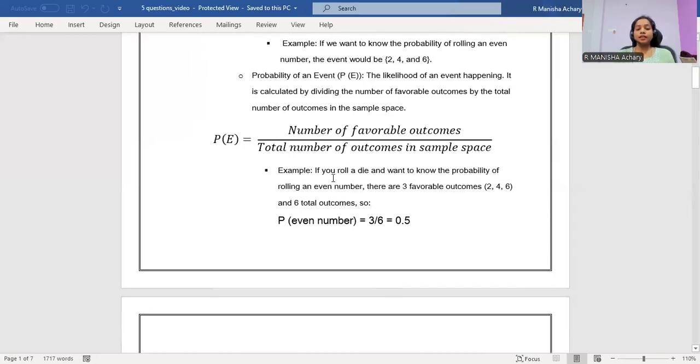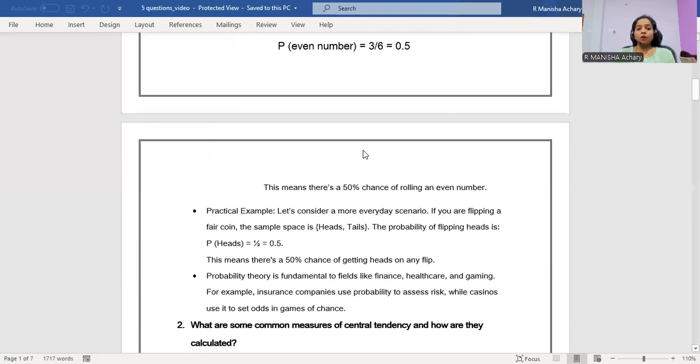Let's say an example. If you roll a die and want to know the probability of rolling an even number, there are 3 favorable outcomes, 2, 4, and 6. And the total number of sample space is 6. So the probability of an even number is 3 divided by 6, which is 0.5. So there is a 50% chance of rolling an even number.